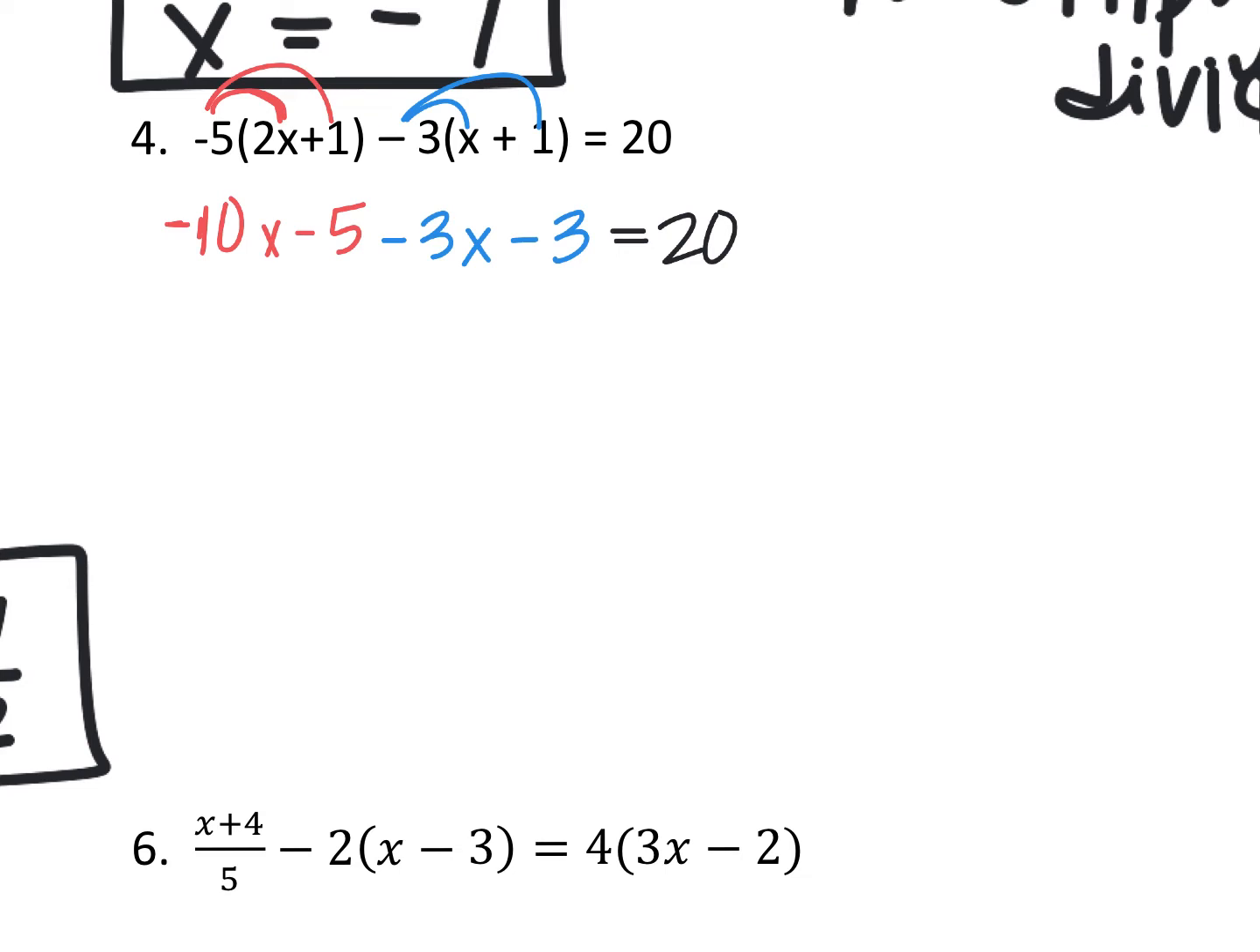Dylan, can you tell me one set of like terms? Negative 10x. Yep. And then Victoria, can you give me the other set of like terms? Negative 5 and negative 3. Yeah, so notice I'm marking them. Maybe you don't have to do that, and that's okay. Okay, this is where we struggle a little bit with negatives. Negative 10, and then you're subtracting 3 more. So it is actually negative 13x.